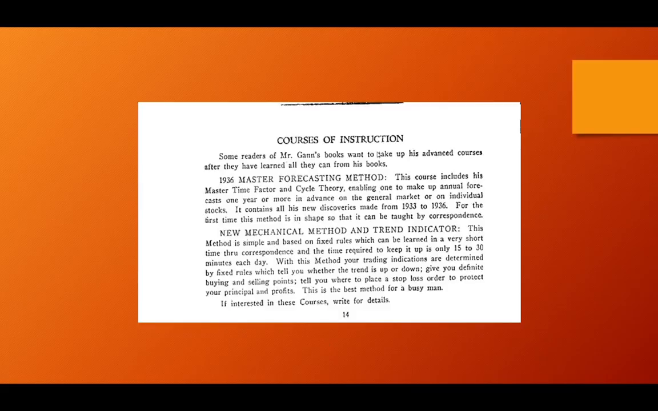It says courses of instruction. Some readers of Mr. Gann's books want to take up his advanced courses after they have learned all they can from his books. 1936 Master Forecasting Method. This course includes his master time factor and cycle theory, enabling one to make up annual forecasts one year or more in advance on the general market or on individual stocks. It contains all his new discoveries made from '33 to '36. For the first time, this method is in shape so that it can be taught by correspondence.